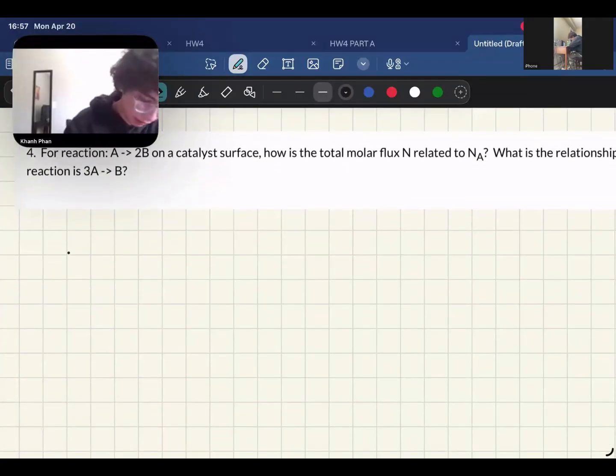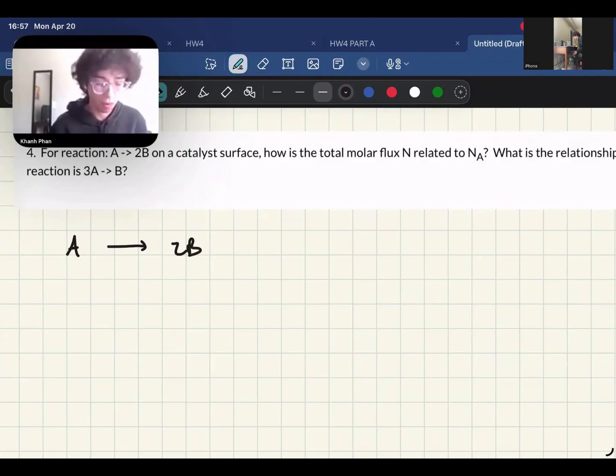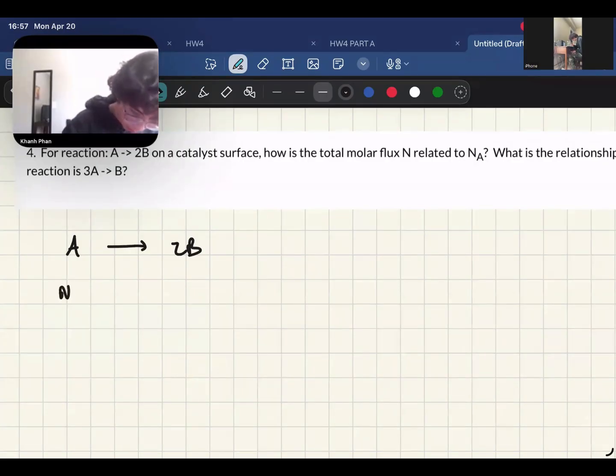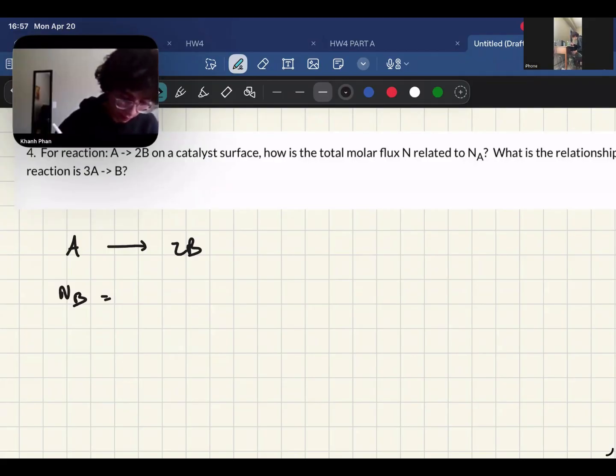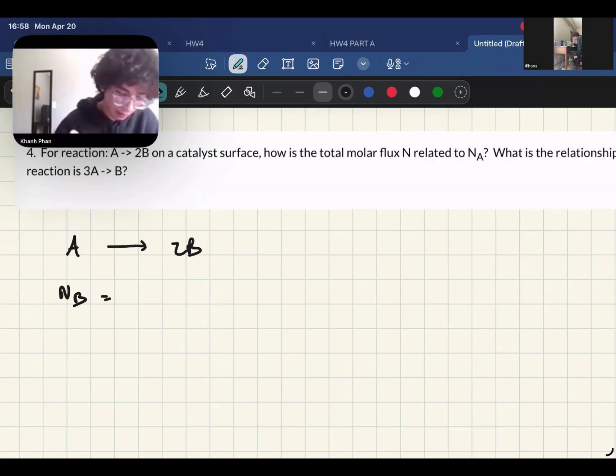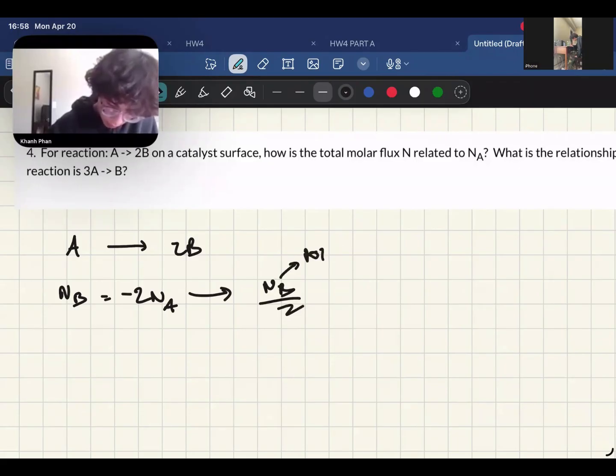So we know that when a species A reacts on a catalyst surface and makes two total moles of species B, the mole flux of species B in total would be twice the amount of species A. Since species A makes two species B, then one species B would be equal to two times that molar flux of species A. So here we have NB over 2, the total molar flux of B, divided by two, is equal to the total molar flux of species A. So that's why 1A makes 2B.